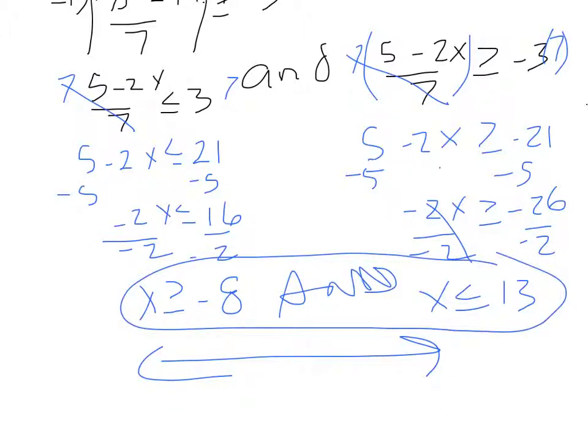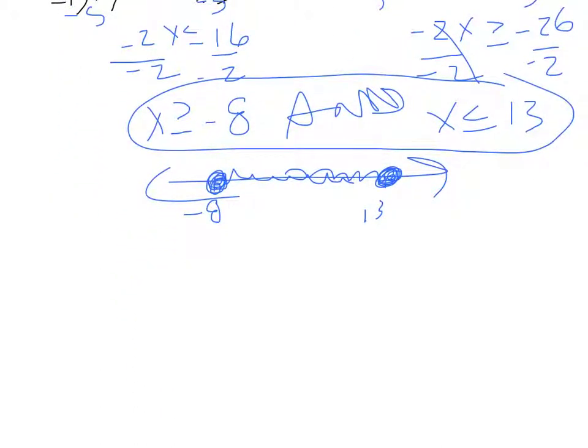If we want to graph this, x is greater than or equal to negative 8, so that's negative 8, we're going this way. x is less than or equal to 13, that's 13, and we're going this way. So we could write the interval, negative 8 to 13, including both those, and that's where the overlap would be. So that's what we're doing on that one.